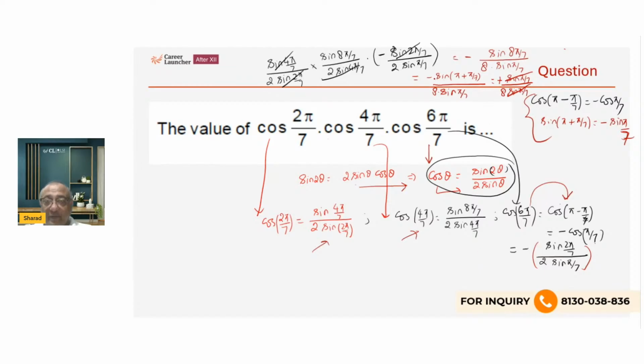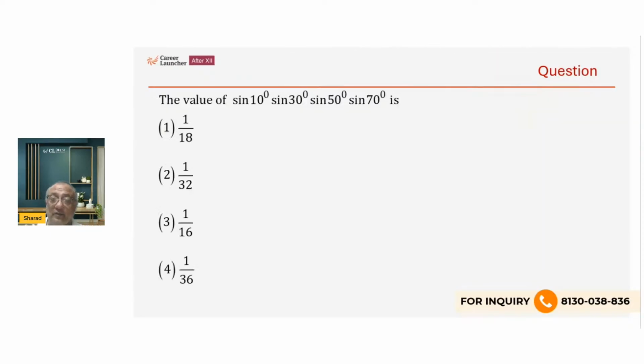Now I have got finally minus 1 upon 8 sine 8 pi by 7. Then it seems we are stuck? No, 8 pi by 7 is pi plus pi by 7. Finished. Understood? Please keep your antennas on. You can solve these questions easily. Right? Now, let us do this question also. It is the same question written in a different format.